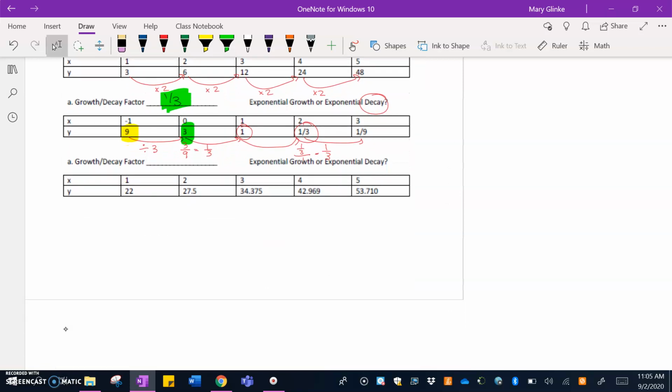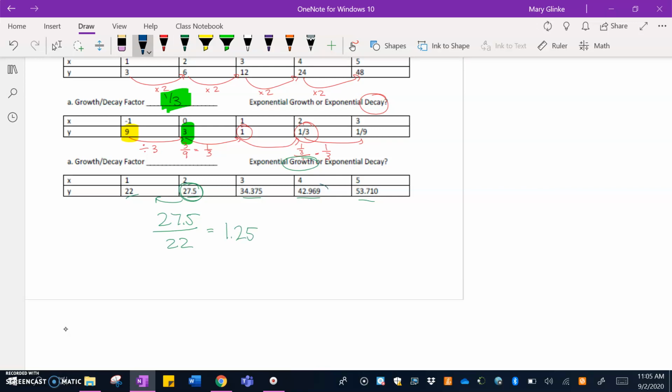And that's going to help us with this next one because it is hard to see. Looking at this, is this exponential growth or exponential decay? Well, I can see my numbers are getting bigger over time. So I'm going to say this is exponential growth. But to find the growth or decay factor, that's going to be a little bit more challenging. So I'm going to take a y value, 27.5, and I'm going to divide by what came right before it. So I'm going to do 27.5 divided by 22, and you're going to get 1.25.